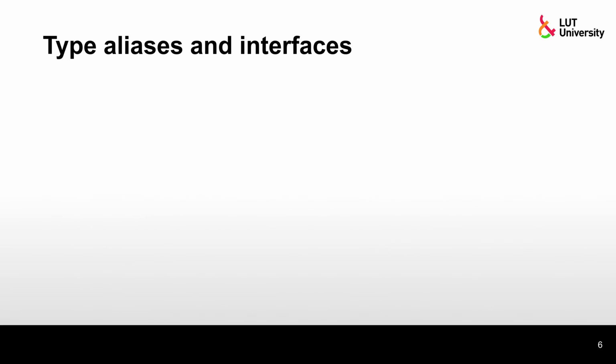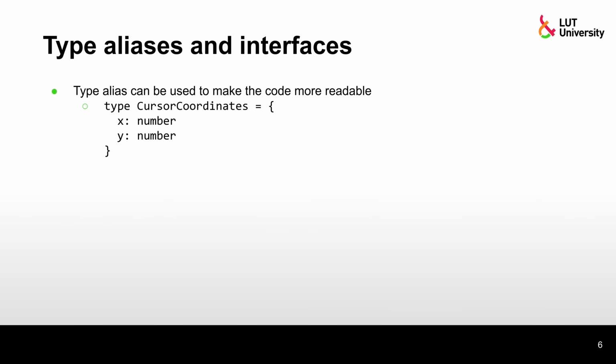And then TypeScript will provide us type aliases and interfaces. This type alias can be used to make the code more readable, but it's something like the alias keyword. You have a word and then you are giving it an alias. Here we are defining a type called CursorCoordinates, and we have two variables there, x and y, and they are both numbers. So then after that, you don't need to define everywhere x and y. You can just use the alias CursorCoordinates.